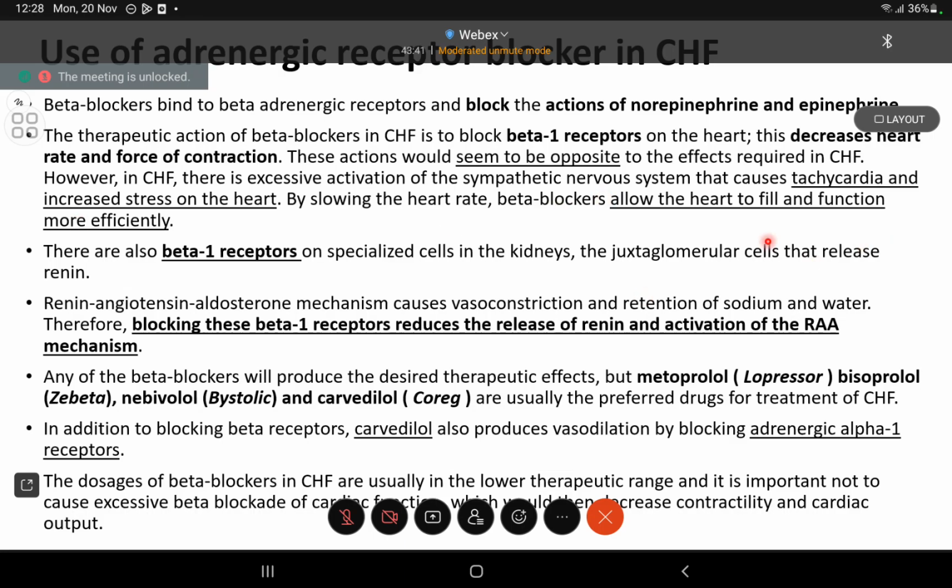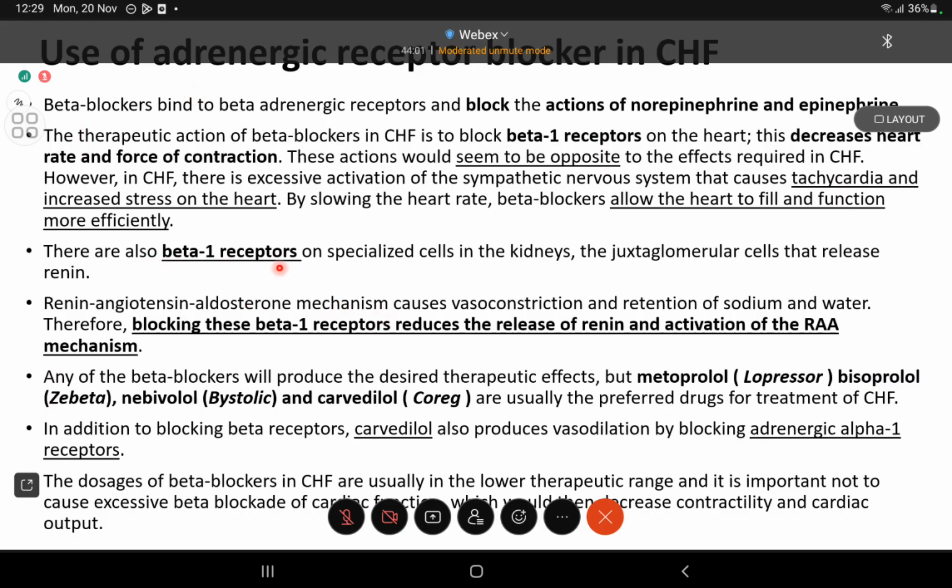Okay. So this topic, try to learn by heart, is quite important, because of the beta one receptor. Beta blocker especially, learn by heart. I have reminded you many times, this beta blocker is quite important. Okay.